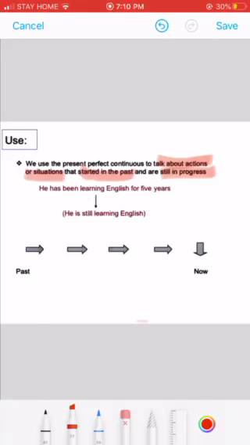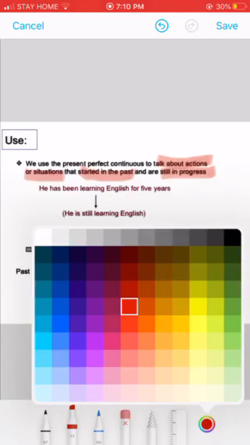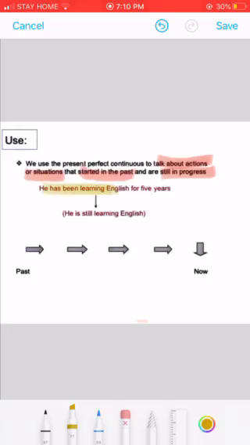Look at the example. He has been learning English for 5 years. So he started in the past. He started to learn English in the past, and he is still learning English. هو بدأ أو تعلم الإنجليزية في الماضي وما زال يتعلم اللغة الإنجليزية. So he has been learning English for 5 years.